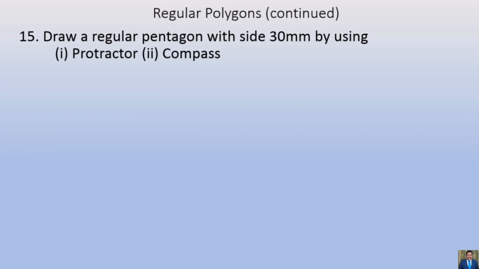Pentagon can be drawn by many methods, but here we will see a pentagon of 30 mm side by using the protractor and compass method. So I'll tell you one more time that a pentagon can be drawn with many methods, but here we are going to see only the pentagon by protractor and by using compass. So first I will show you how to draw a regular pentagon, that means a figure with 5 equal sides.